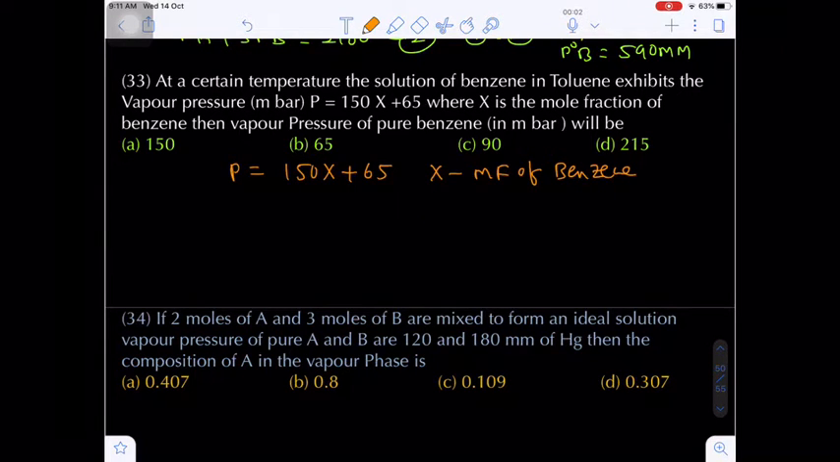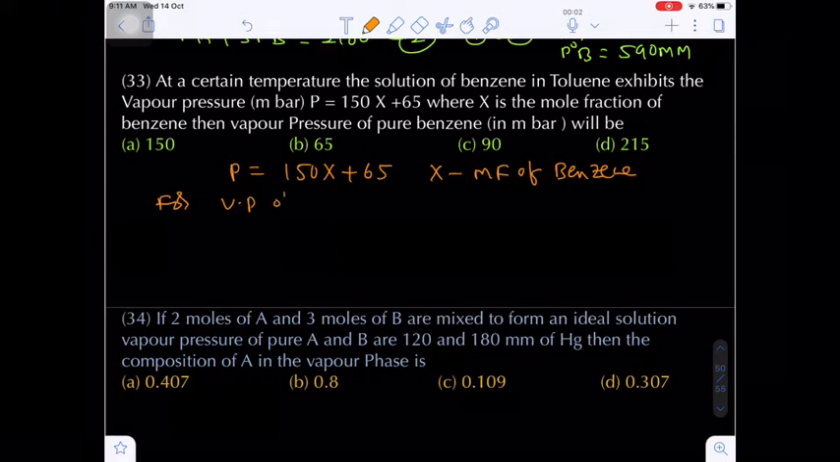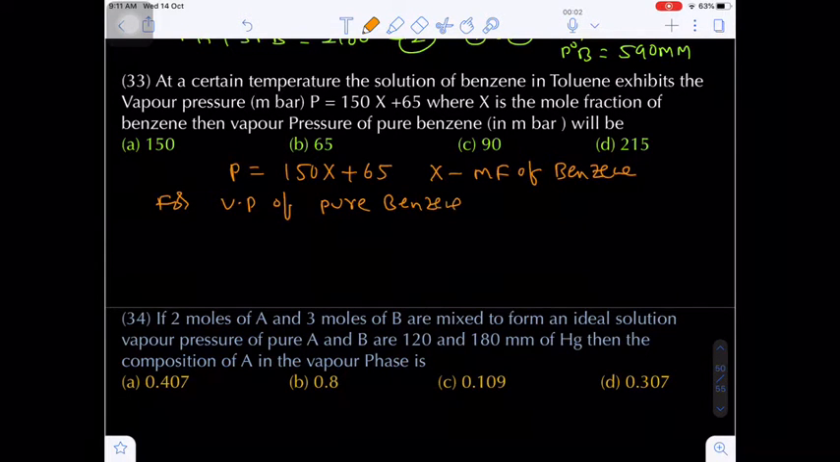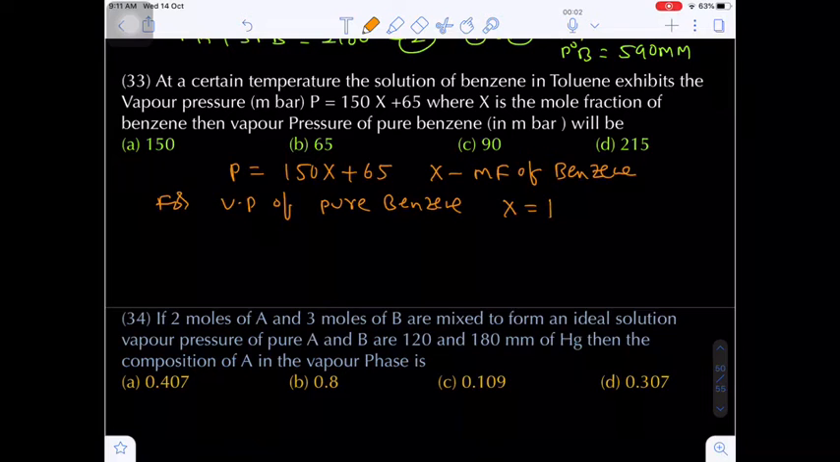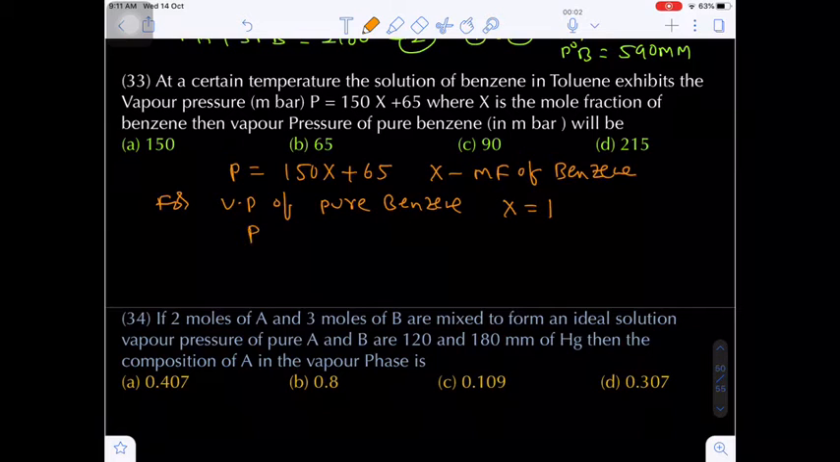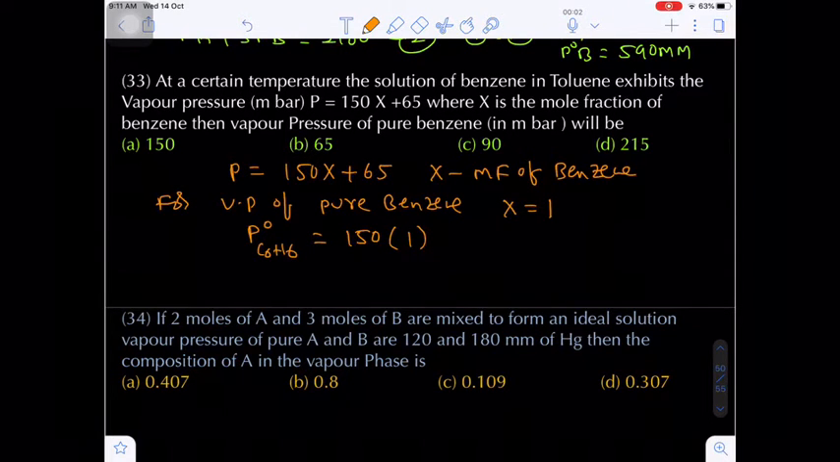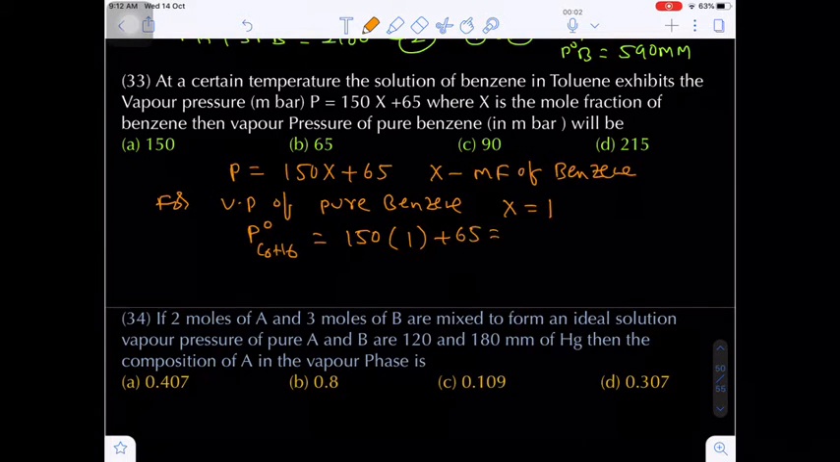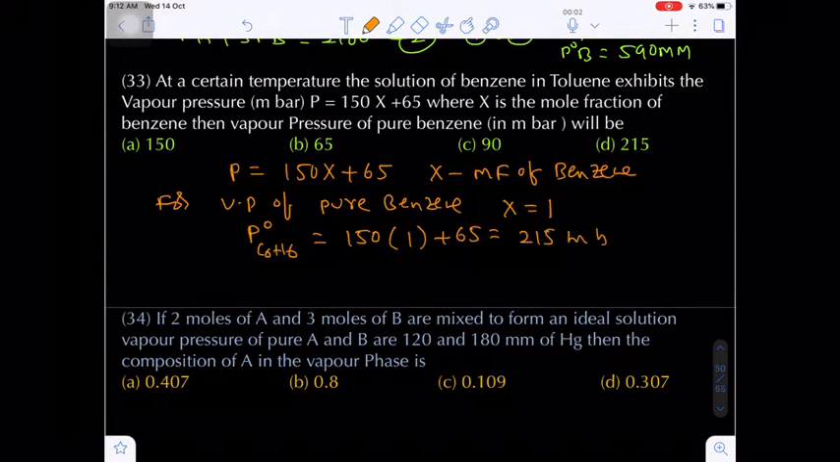Now the question is the vapor pressure of pure benzene. For the vapor pressure of pure benzene, the mole fraction of benzene should be 1, so that you get the total vapor pressure corresponding to pure benzene only. So the vapor pressure of benzene, P naught C6H6, will be equal to 150 into the mole fraction of benzene, that is 100% benzene is present, there will be no toluene. Are you getting my point? That will be equal to 215 millibar.